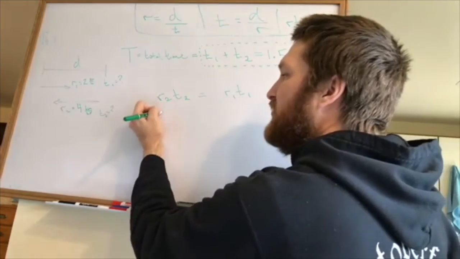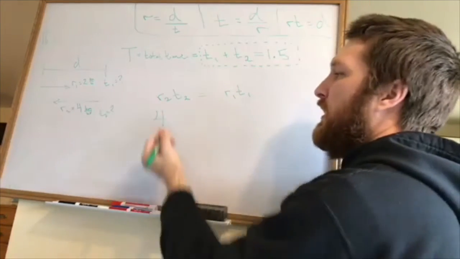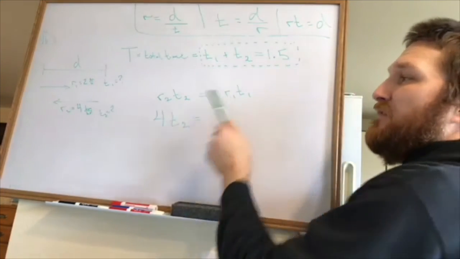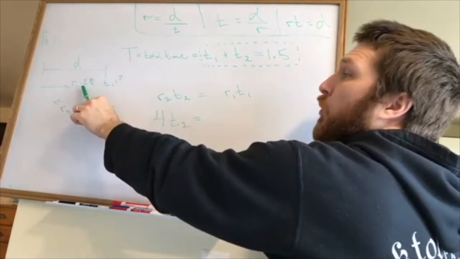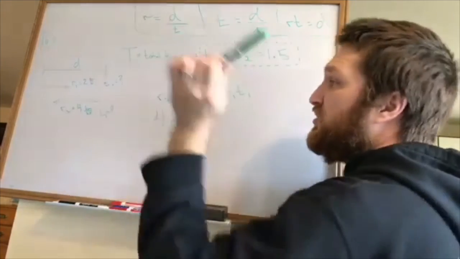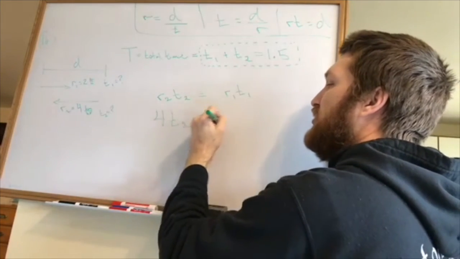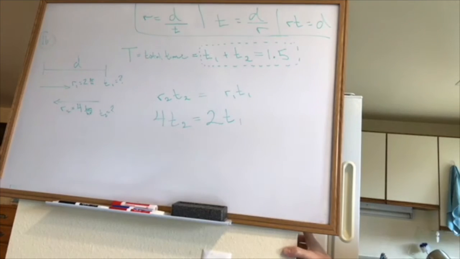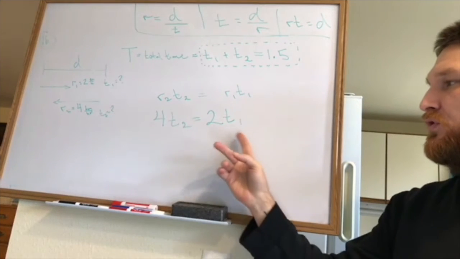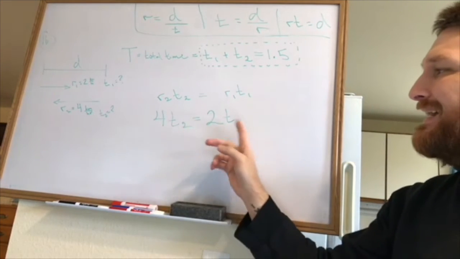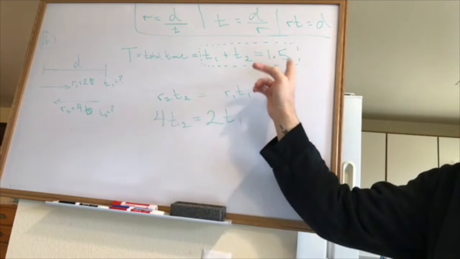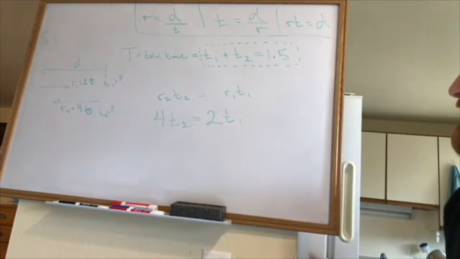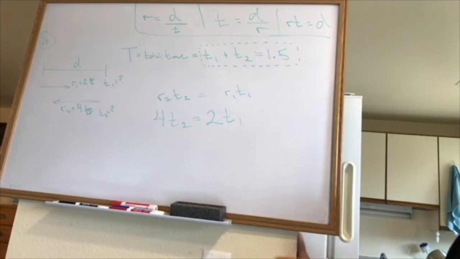So I'm going to replace R2 with 4 kilometers per hour times T2. The rate in the first trip we're calling R1, they've given us, is 2 kilometers per hour. So I'm going to say 2 times whatever the time was for T1. Now here's the problem. I have 2 unknowns, but I could write one in terms of the other. And that's what I'm going to do. I'm going to say, well, hold up.